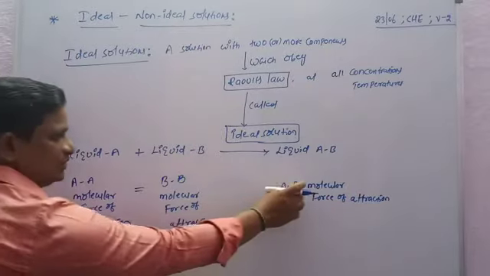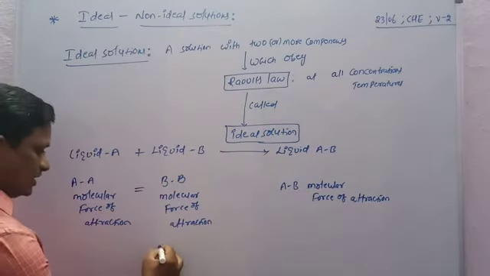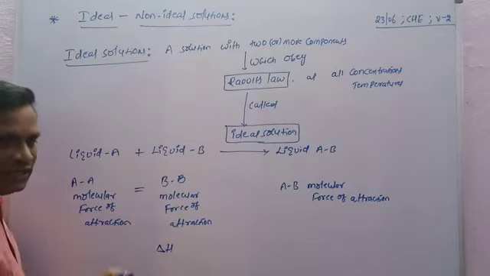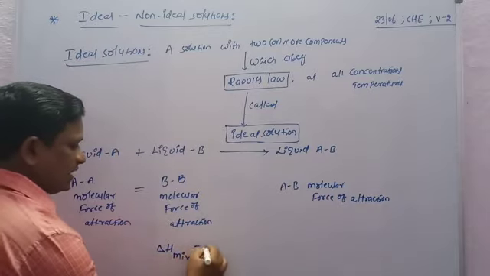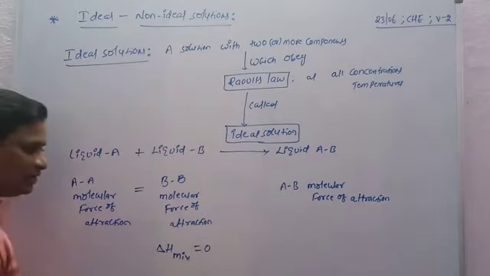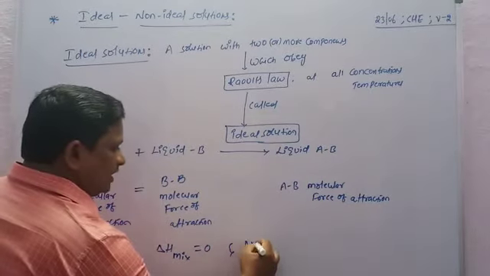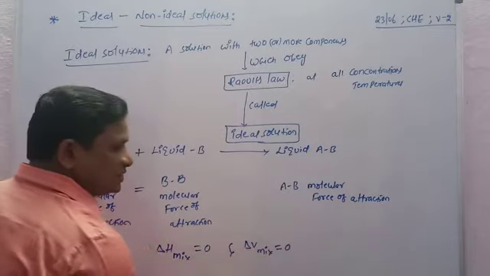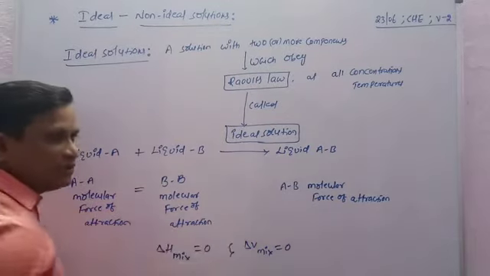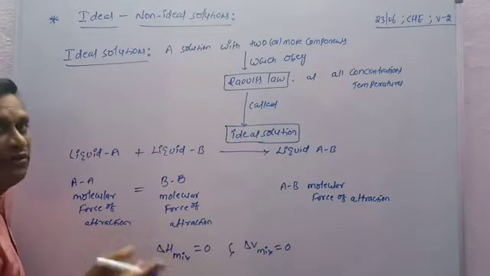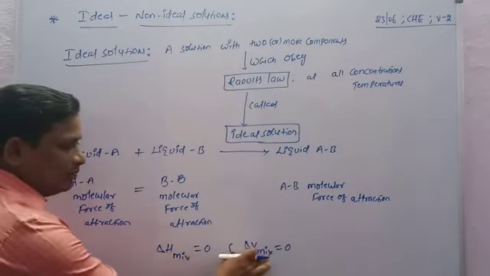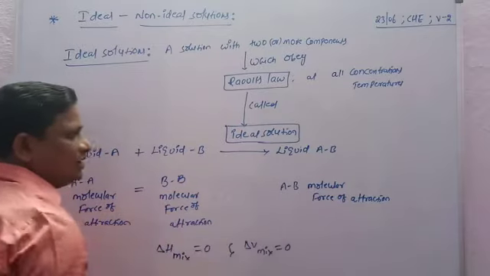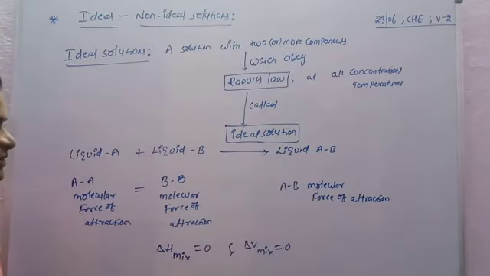So in the formation of the solution, H is the enthalpy, delta H is the change in enthalpy. Delta H mixture is equal to 0, and also delta V mixture is 0. The obtained solution behaves as an ideal solution when the change in enthalpy of mixing becomes 0 and the change in volume of mixing becomes 0. What is an ideal solution?